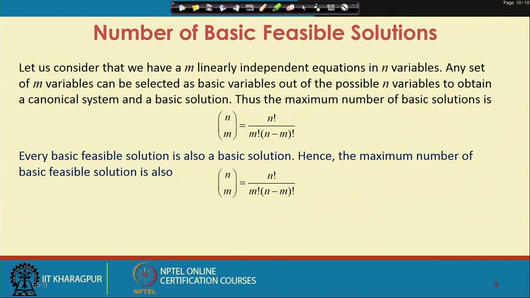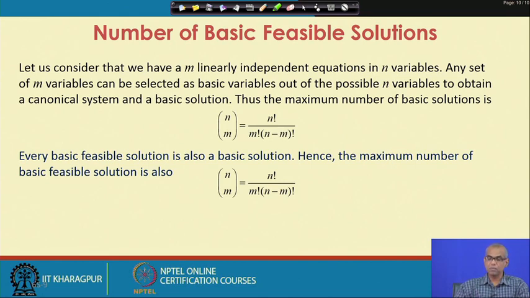How many basic feasible solutions are possible? Let us consider that we have m linearly independent equations in n variables. Any set of m variables can be selected as basic variables out of the possible n variables to obtain a canonical system and a basic solution. In the previous example shown, we have considered the first m variables as basic variables, but you can consider any set of m variables as basic variables out of the possible n variables.